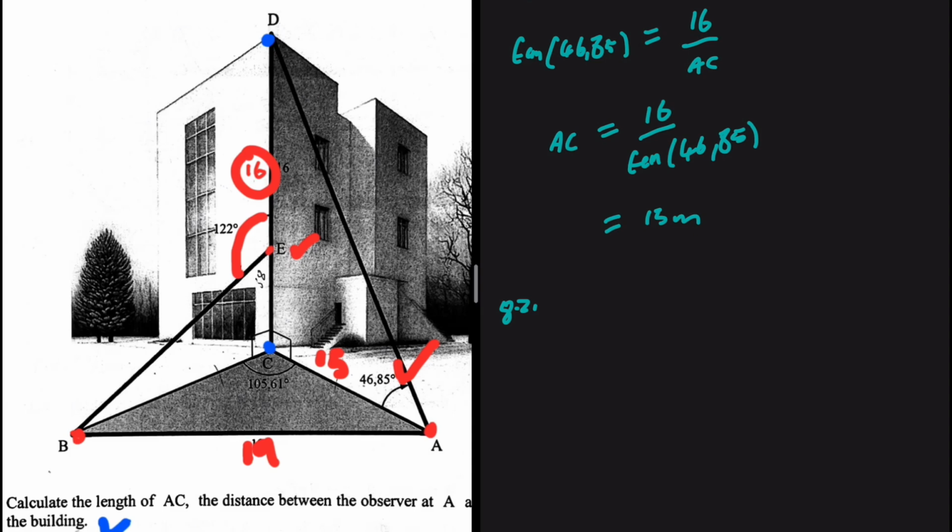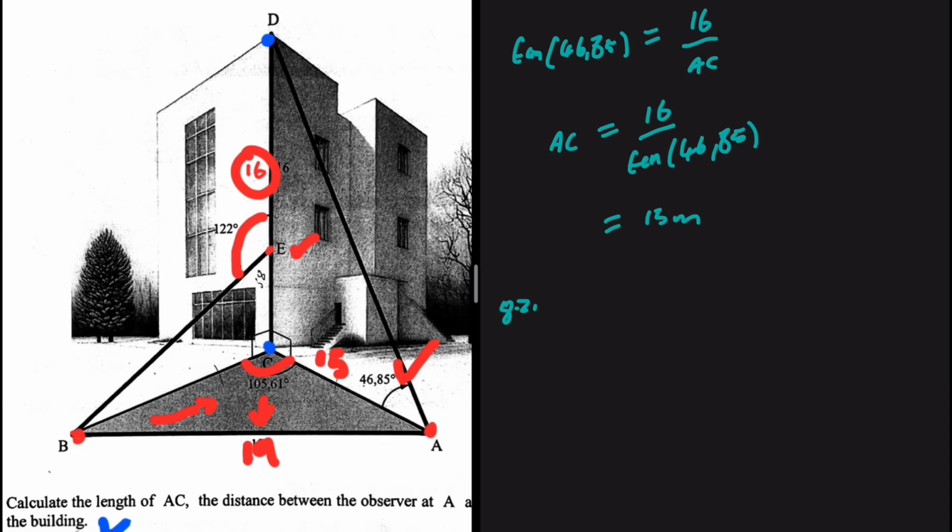And we are given this angle, 105.61. If we apply the sine rule on this triangle, we can say sine of angle C over the opposite side, AB, equals sine of B over the opposite side, which is AC. And if we do that, we're going to have the size of angle B.